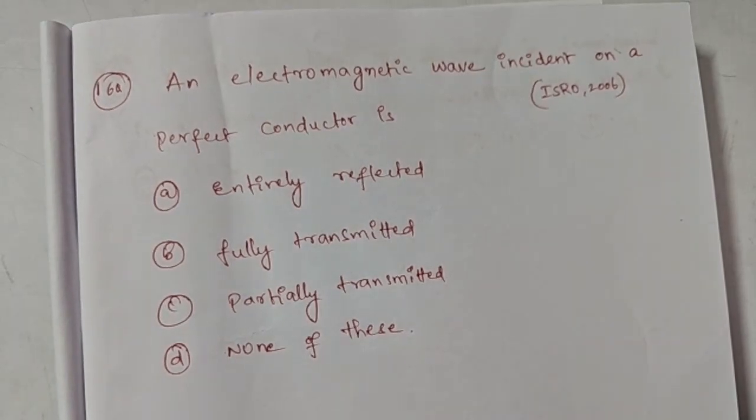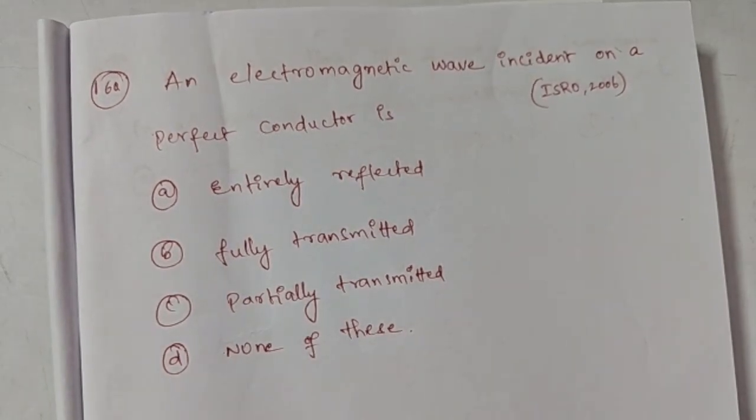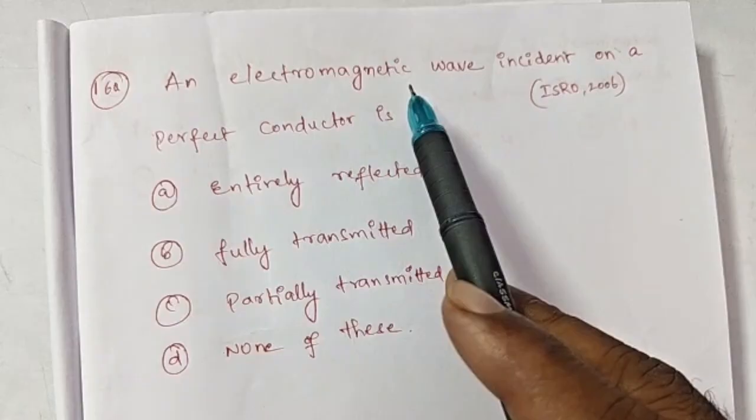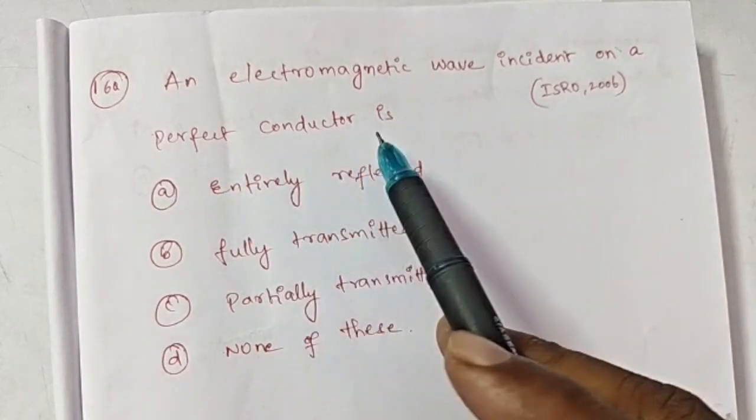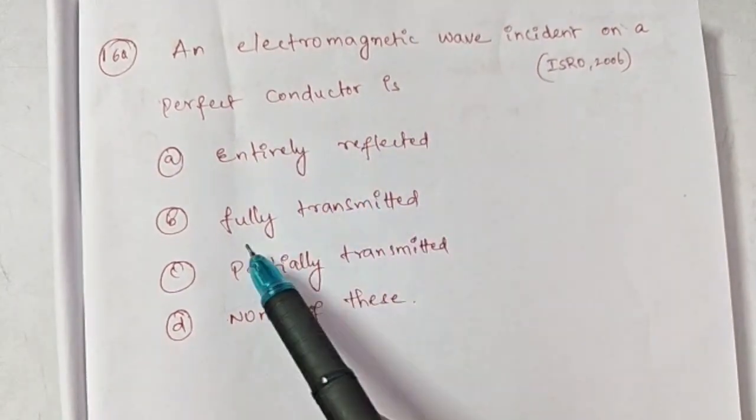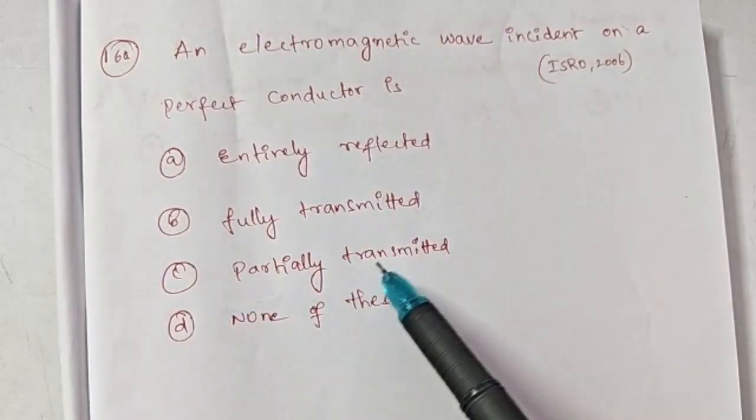So welcome to all. In this video, we will discuss the questions asked from electromagnetic theory from the previous year questions. Okay, the question is: an electromagnetic wave incident on a perfect conductor. What will happen? It is entirely reflected, fully transmitted, or partially transmitted.